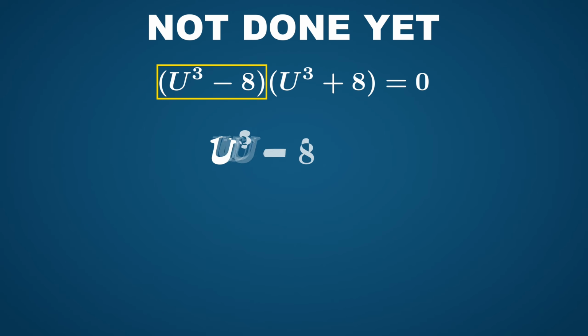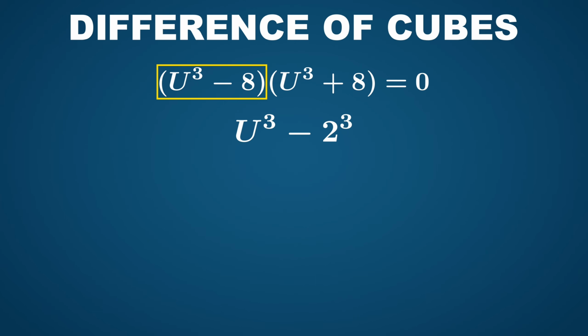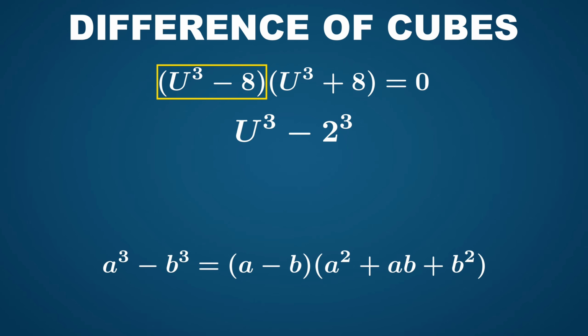Let us look closely at the first factor, u cubed minus 8. The number 8 can be written as 2 to the third power. So this factor is actually u to the third minus 2 to the third. This is a classic difference of cubes, which we can factor further. The difference of cubes formula requires a linear and quadratic part. The linear part is simply the first term minus the second term. In this case, the linear binomial factor is exactly u minus 2.